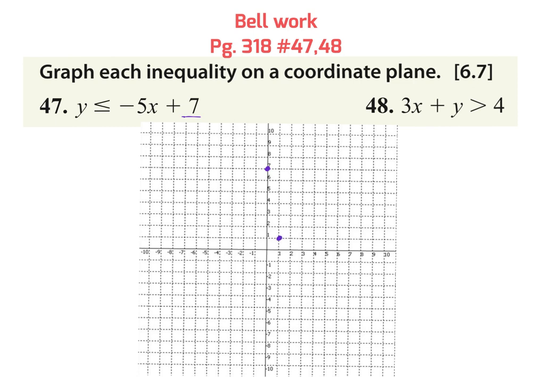And then we decide if it's solid or dashed based on my greater than, less than. This is or equal to, so I'm going to make this a solid line. So this should have been a solid line here.